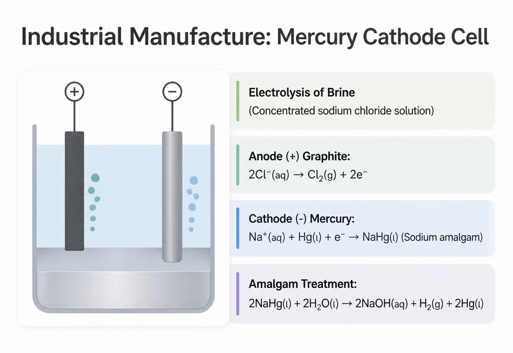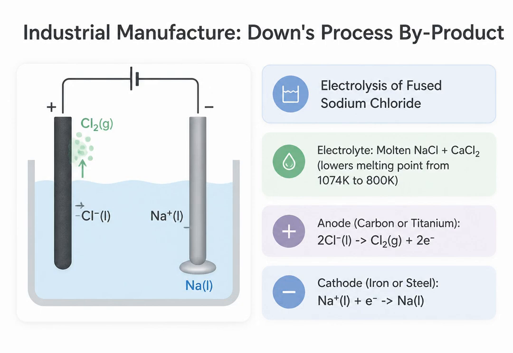Moving to an industrial scale, chlorine is manufactured by the electrolysis of brine, which is a concentrated sodium chloride solution. In a cell with a graphite anode and a mercury cathode, chloride ions migrate to the anode and are oxidized to form chlorine gas. At the cathode, sodium ions are reduced and dissolve into the mercury to form a sodium amalgam. This amalgam is then tapped off and reacted with water to produce sodium hydroxide and hydrogen gas, while the mercury is recycled.